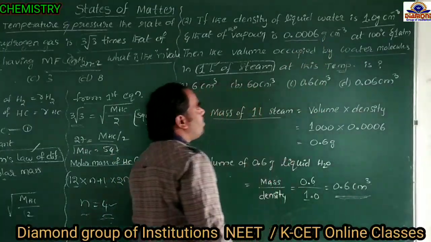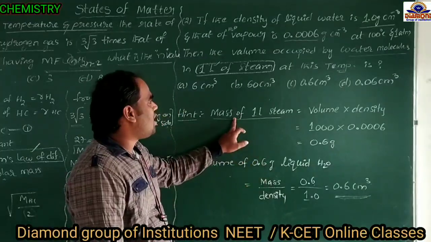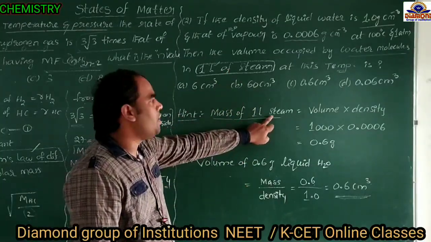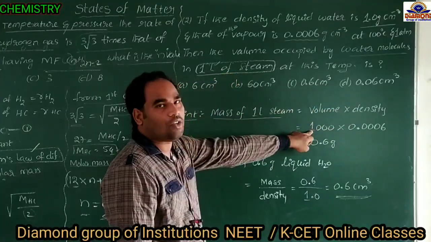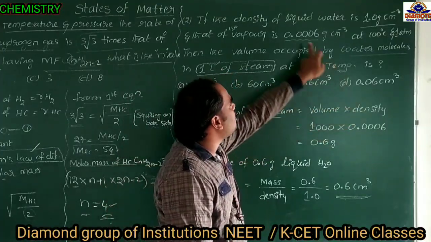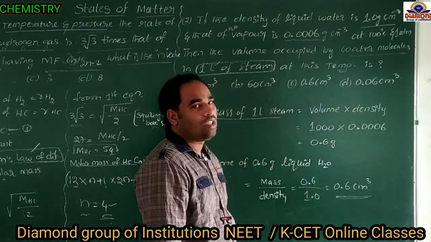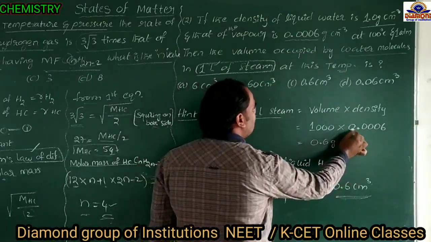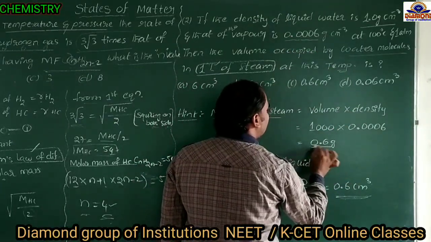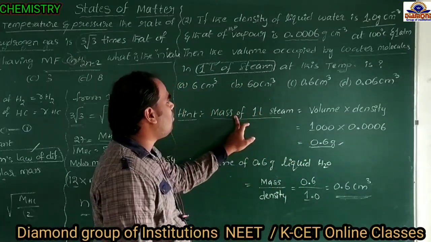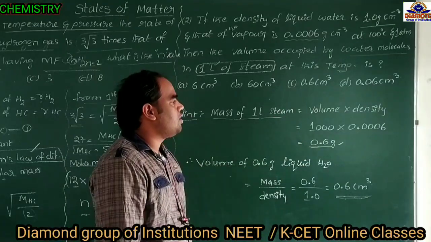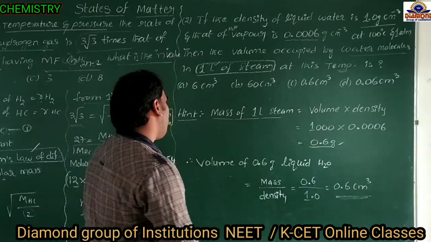0.0006 grams. Okay. So therefore, mass of 1 liter steam equals volume into density. Here volume is 1 liter. 1 liter is nothing but 1000 milliliter. And density is 0.0006 grams. So 1000 into 0.0006 is nothing but 0.6 grams. So mass of 1 liter steam is 0.6 grams.